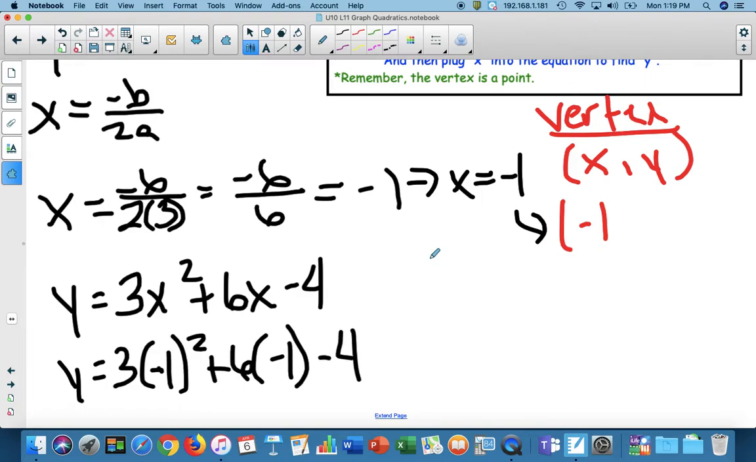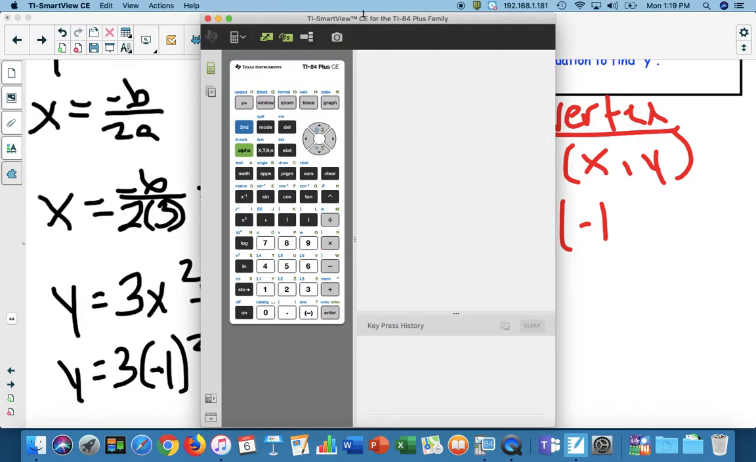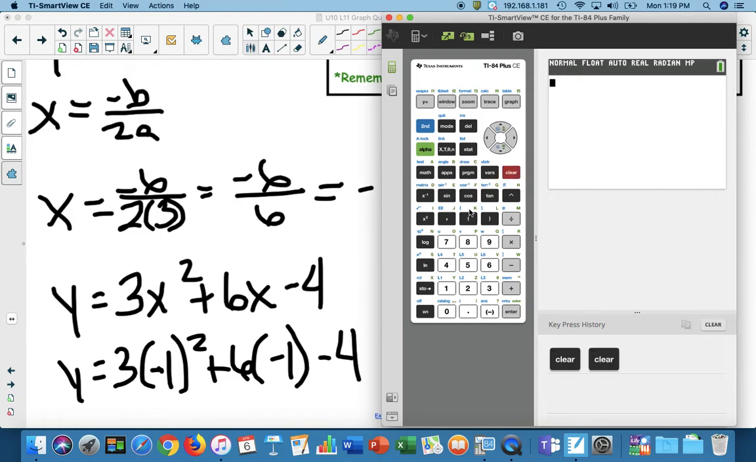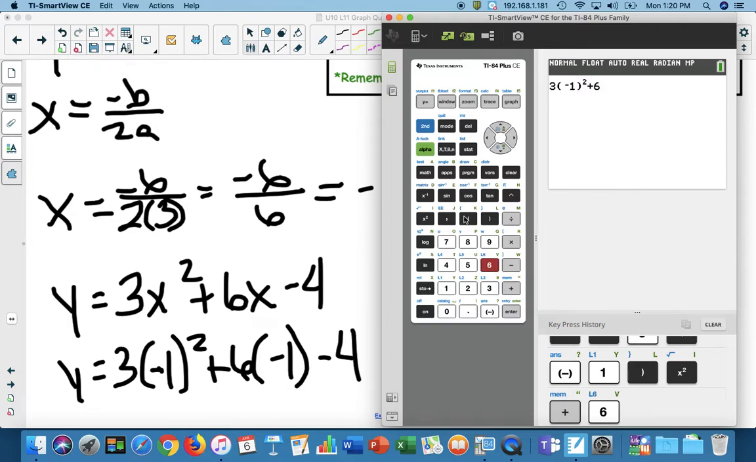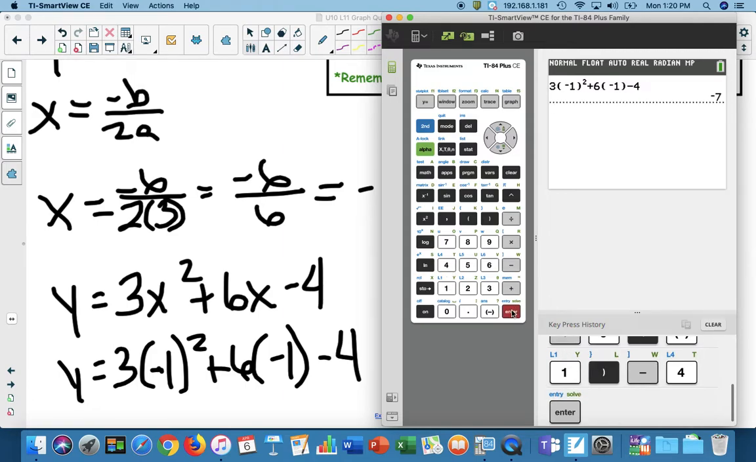All right. And then we just do our math. What I would really prefer you guys do is just plug this into your calculator. All right, let me pull out the calculator really quick. Just plug it in the way you have it here, right into the calculator, and it makes your life a lot easier. All right, clear whatever's there already. We're going to have 3 parentheses negative 1 squared plus 6 parentheses negative 1 minus 4. Okay? Then we press enter, and we're going to get y is equal to negative 7.